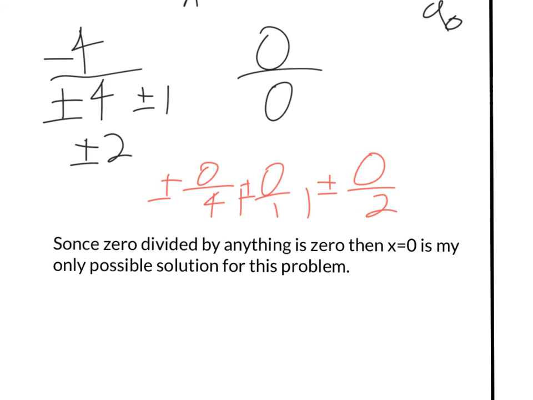So there, I just put that note there. I wrote since, so it should say since 0 divided by anything is 0.